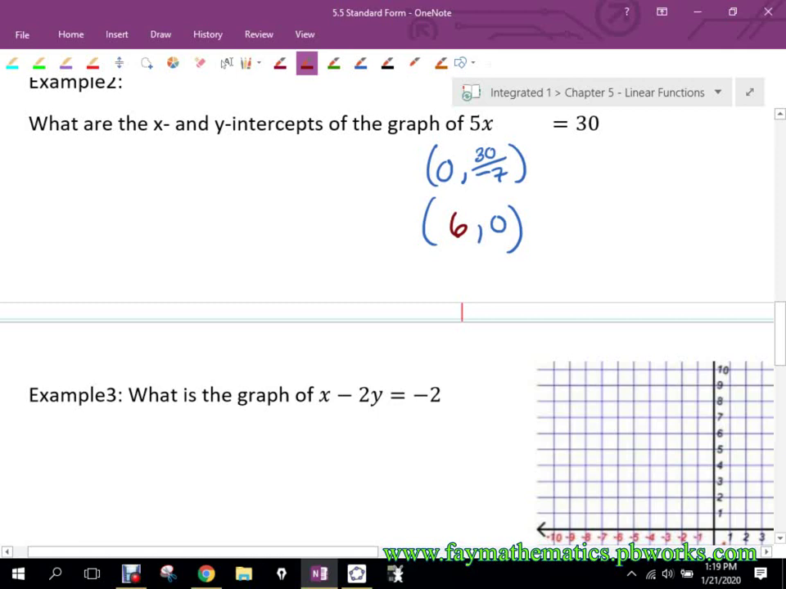So in your homework tonight, they're going to give you an equation in standard form. They're going to ask you find the x-intercept, find the y-intercept, graph it. That's all you've got to do. Graph it. Okay.